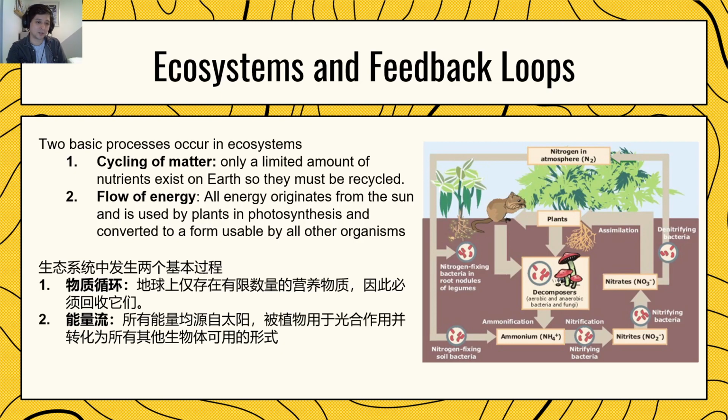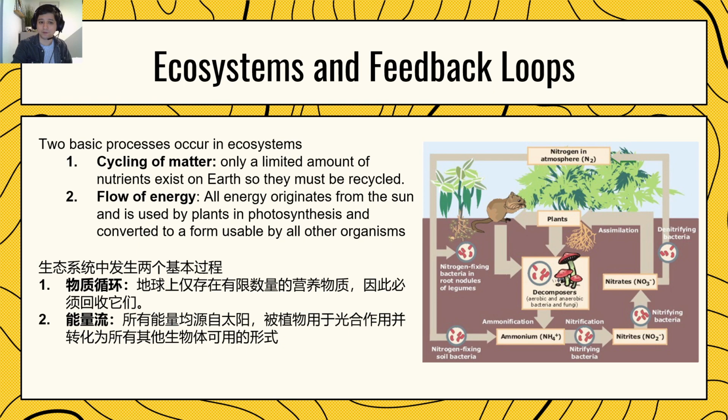And then we also need to talk about the flow of energy. So all energy originates from the sun. So it comes from the sun, and it's used by plants in photosynthesis and converted to a form usable by all other organisms. So, yeah, I think you know this already, but the sun is so very important, right? It supplies all the energy for all these systems. It starts the cycling of matter, and it also creates this flow of energy.